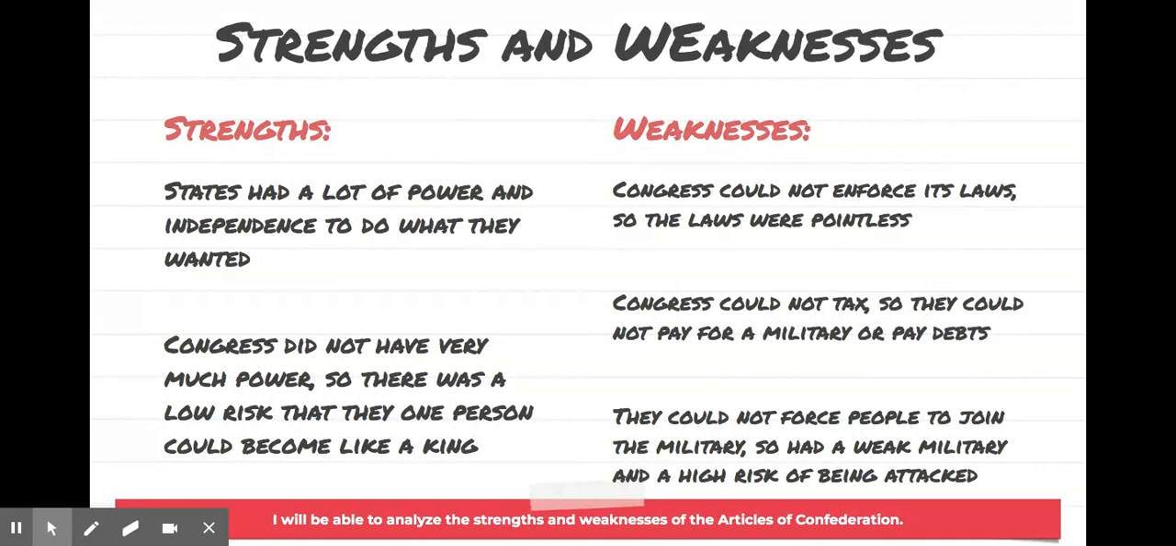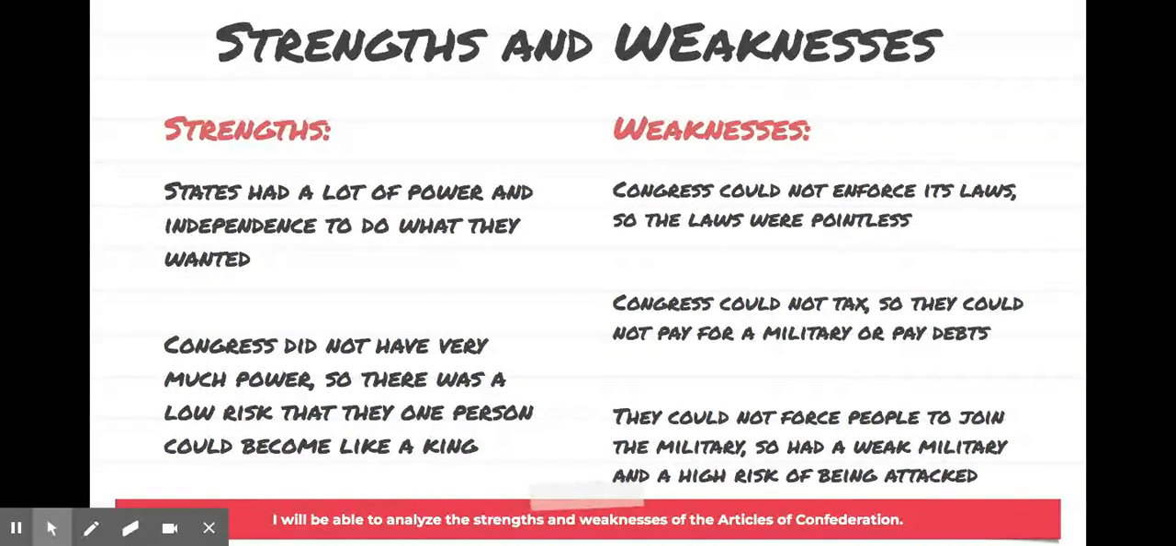And if you don't tax, remember, tax is money that citizens pay to the government. If they can't do that, then how are they going to pay for an army? How are they going to pay debts? You need money, and governments get money from taxes.